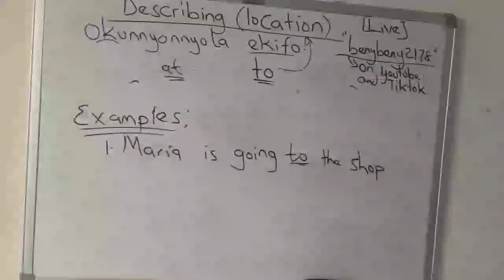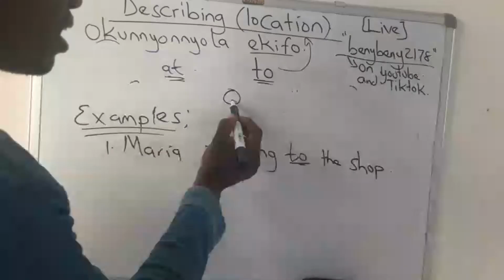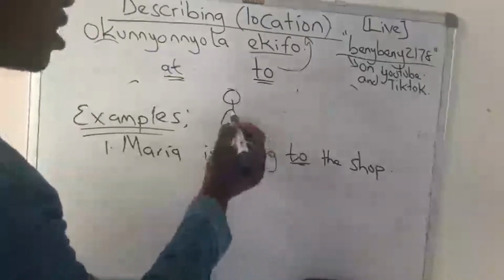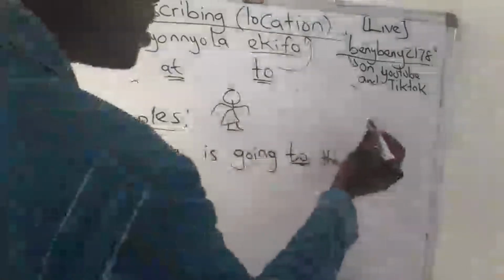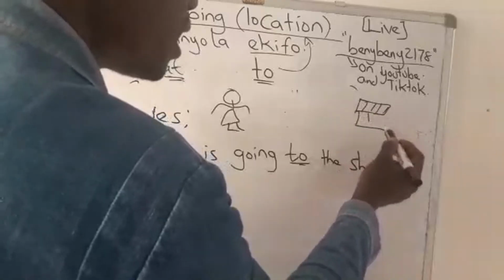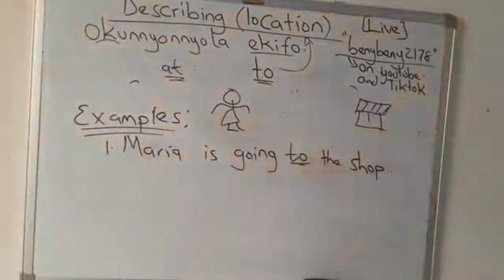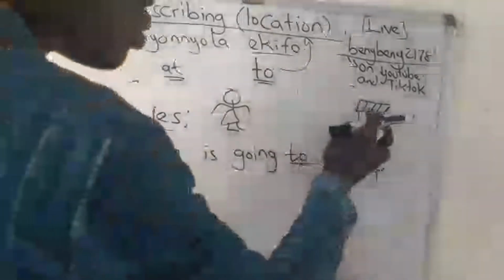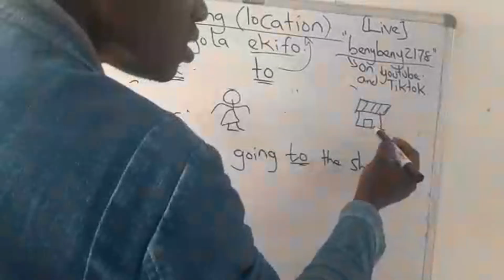Remember the first diagram I've given you? I've given you a lady here. For example, this is Maria. And this is the shop. What is shop in Luganda? Who can tell me what we call shop in Luganda? This is the shop.